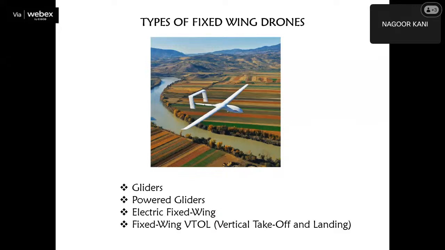There are 4 types of fixed wing drones we can typically classify. They are gliders, powered gliders, and so on. Gliders are rolled out now; they were the initial drones at the time of evolution. Now mostly we are using electric fixed wing or fixed wing VTOL, which is vertical takeoff and landing. So what are its main parts, and how has it evolved further? We would like to discuss it.